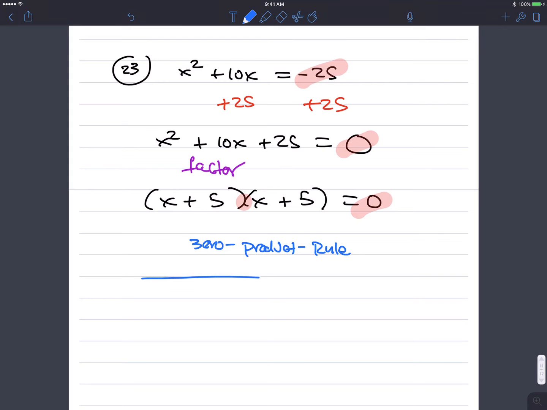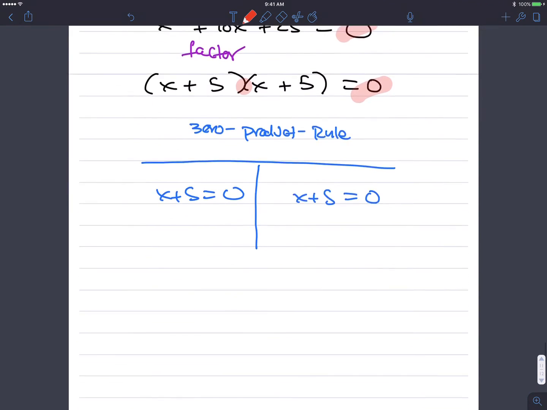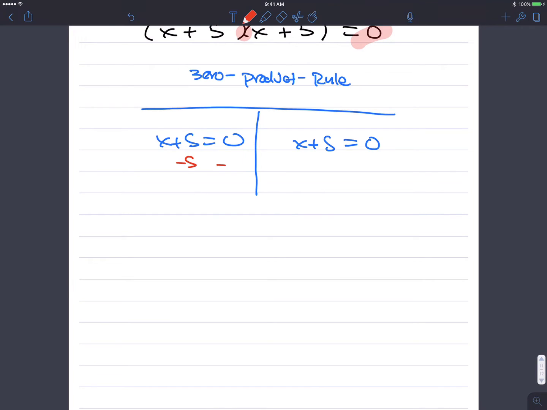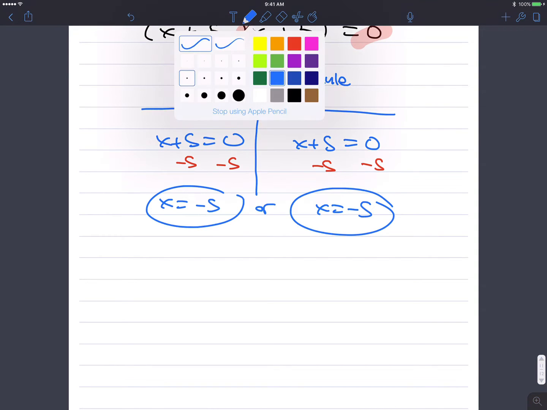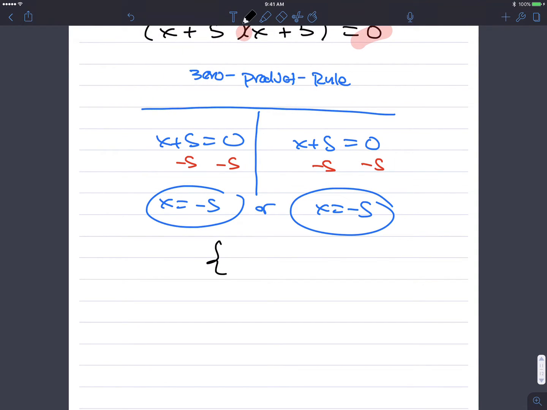Here we go. X plus 5 is 0. X plus 5 is 0. So what do you guys do? Subtract 5 from both sides, and you end up with x is negative 5. Or x is negative 5. And you are what? Done. You only see the negative 5 here listed once.